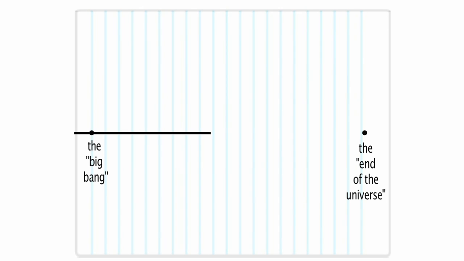First of all, put a dot near one edge of the paper and label it the Big Bang. Likewise, place a dot near some other edge of the paper and label it the end of the universe. Finally, draw a line that passes through those two points and place a point somewhere near the middle of that line, which we'll label you.